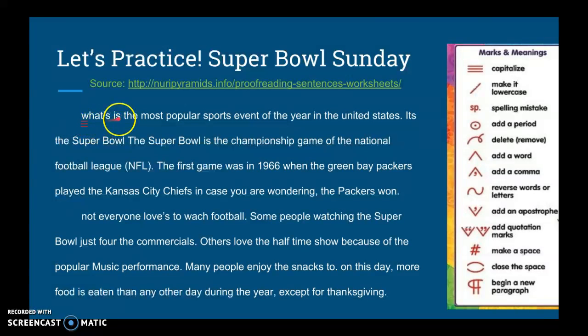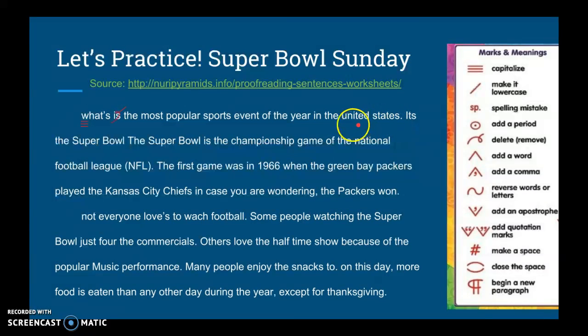Now, when we say "what is," that's kind of like repeating the word "is" twice because the word "what's" is a contraction that means "what is." So it's kind of like saying "what is is the most popular sports event." So instead of using "what is," we can just take out this second "is" using this symbol, and now the sentence makes a lot more sense. "What's the most popular sports event of the year in the United States?"